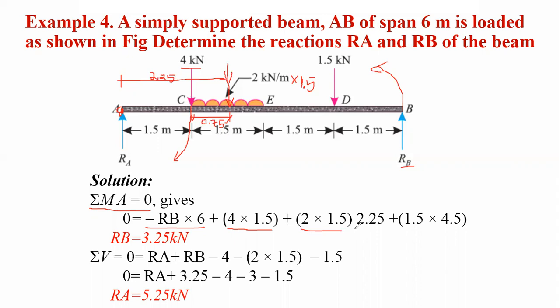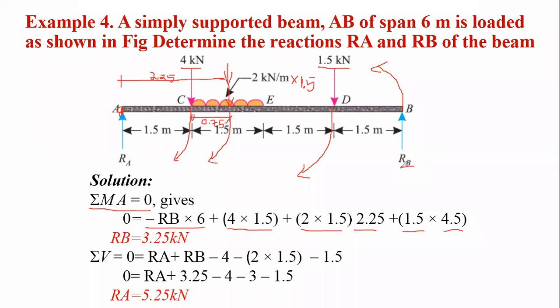That's why 2 multiplied with 2.25. And lastly, the point load 1.5 kilonewton into perpendicular distance 4.5. Okay, it makes a clockwise moment about point A. Here also it is making a clockwise moment about point A. That's why all these terms are positive.